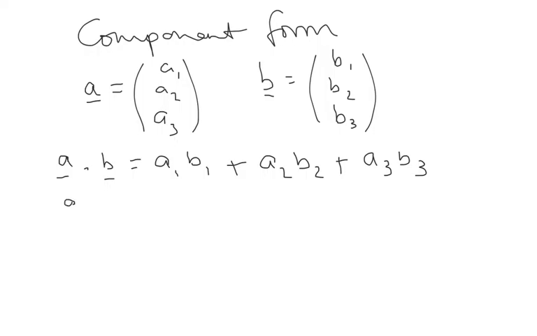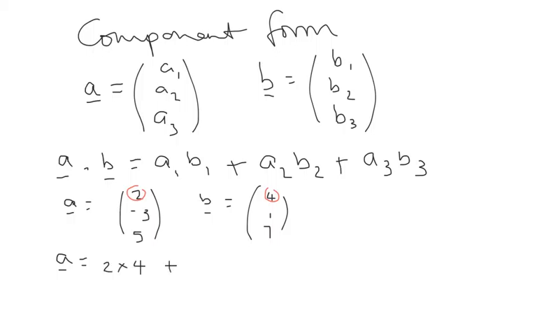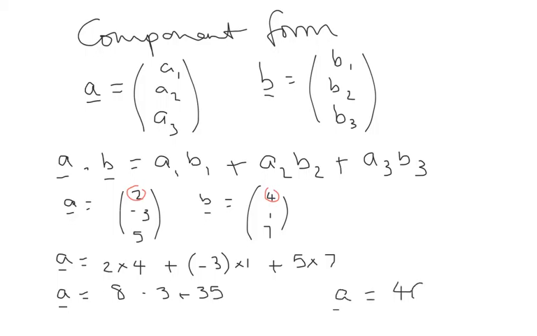For example, we have vector A, 2, negative 3, 5, and vector B is 4, 1, 7. Multiply these up. Use the x's, 2 and the 4. Multiply these, 2 times 4. Then we add negative 3 multiplied by 1. Then we add 5 times 7. Work out this number. 2 times 4 is 8. Then this is negative 3 plus 35. So our final answer is 40. So there's two options for working out the scalar product. Just use whichever one is possible with the information you're given in the question.